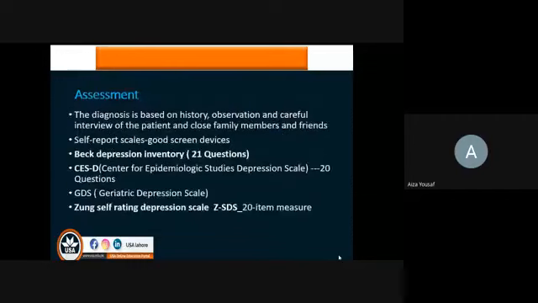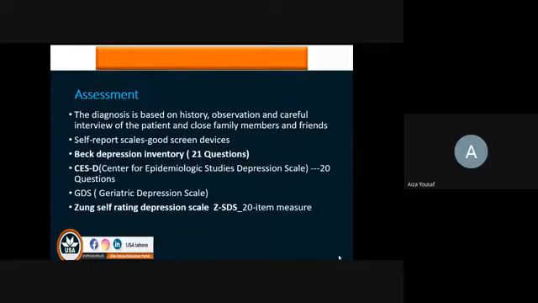Now, till here, we have been going through what depression is, what its characteristics are, and how we diagnose it in two different domains. And now, what are the major examination or assessment protocols for the depressive patient? The diagnosis is majorly based on history, observation, and careful interview of the patient and close family members and friends. There are some self-reported scales, which are good screening devices for depressive patients.